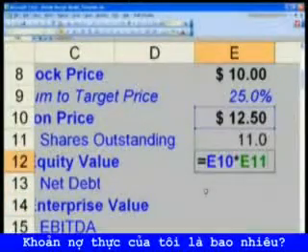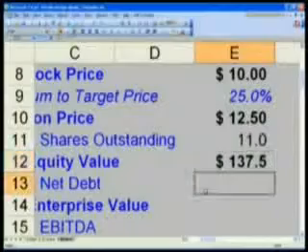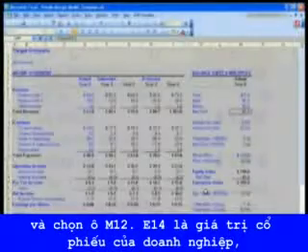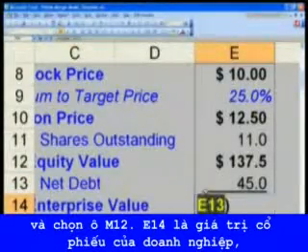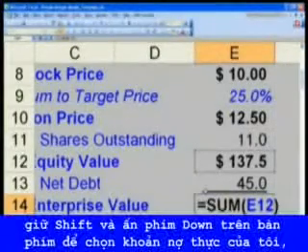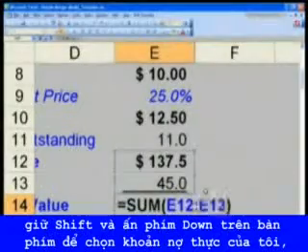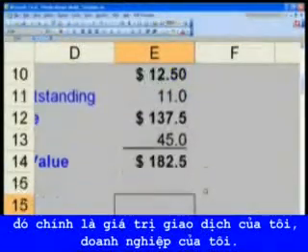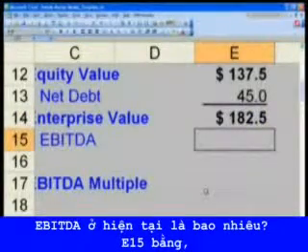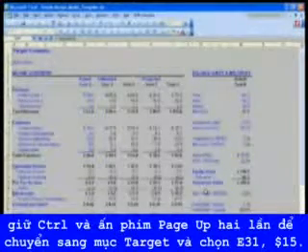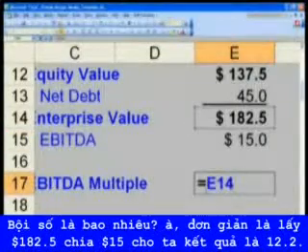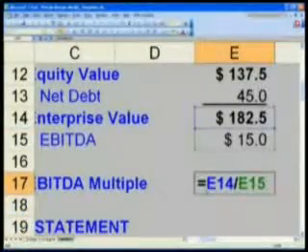137.50. What's my net debt? Equals, Control Page Up twice to the target, and get yourself to M12. E14, enterprise value, Alt equals, but that gets you all the way to the stock price, so just hit down till you get to E12, my equity value, shift down to my net debt. That's my transaction value, my enterprise value. What's my EBITDA in year 0? E15 equals, Control Page Up twice to the target, get yourself to E31, $15. What's my multiple? Well, simply the 182 divided by 15 bucks, paying a 12.2 multiple.